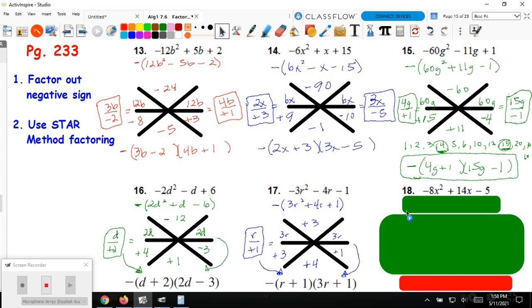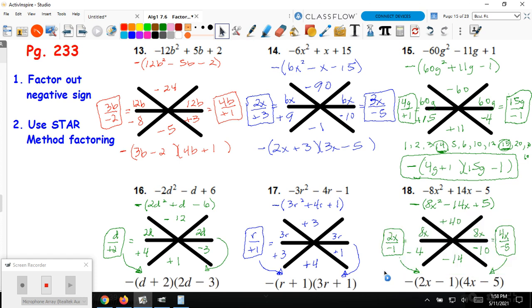And then number 18, negative sign comes out first. All the signs change to their opposites. Your answer should have that negative sign still out in front, and your two binomials, 2x minus 1 and 4x minus 5. So that's what your two binomials should be. If you got something wrong, try to check out what I did here on my star, see where you might have gone wrong. Both had to be reduced on both sides to be able to get those binomials.